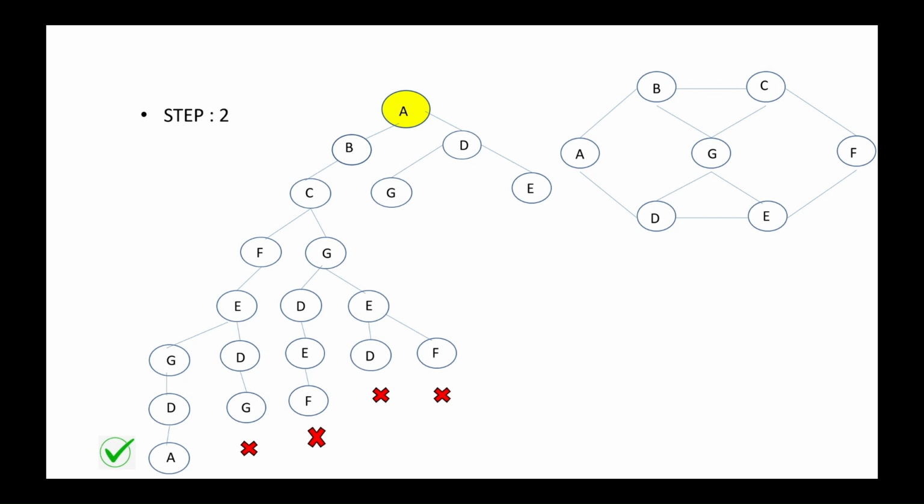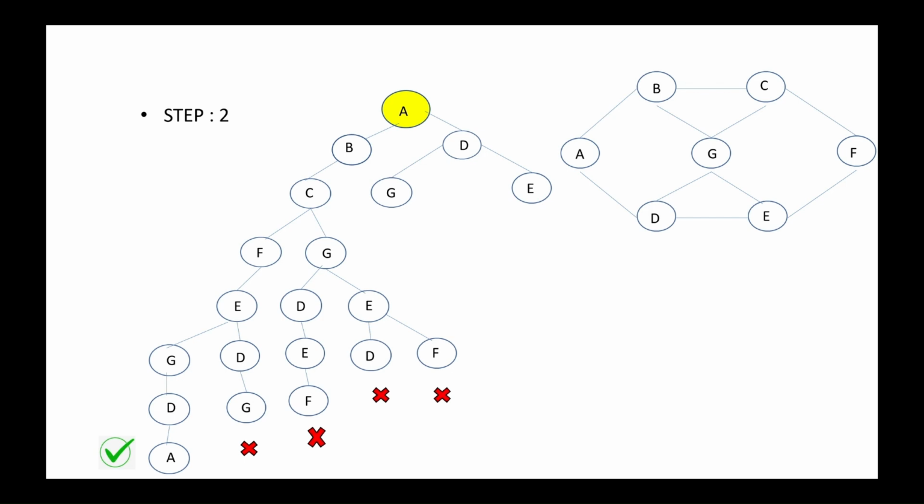Let's come up and check the adjacent vertices for the C of G vertices. G has four adjacent vertices, one is B, C, D, and E. B and C are already visited, so we didn't write. We write D and E. For D, there are three adjacent vertices A and G and E. A and G are both visited, so we didn't write. We write E.